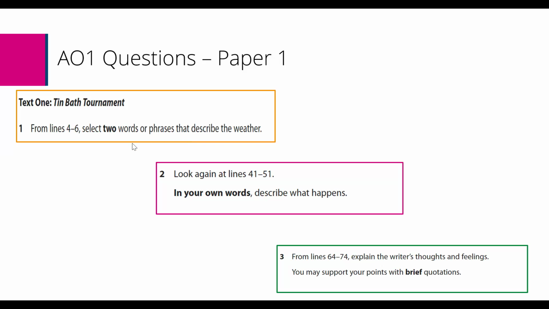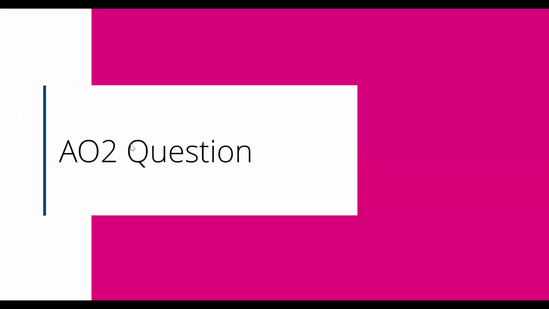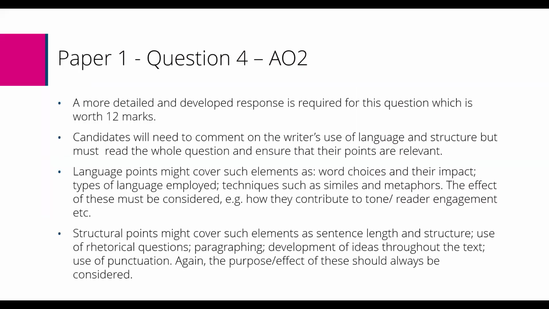Okay, so those are the AO1 questions on paper 1. And the AO2 questions. So we're looking now at question 4. This is obviously a more detailed and developed response required here, because we've moved now from the unseen text to the text that students have studied. So they need to comment on the writer's use of language and structure. They need to create an essay style response here, making sure their points are relevant.